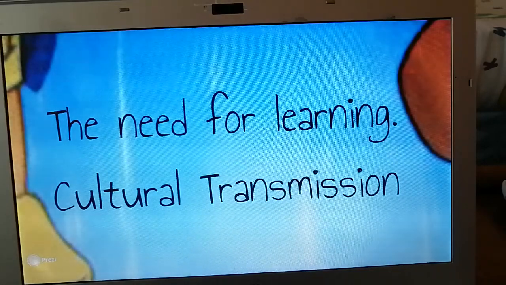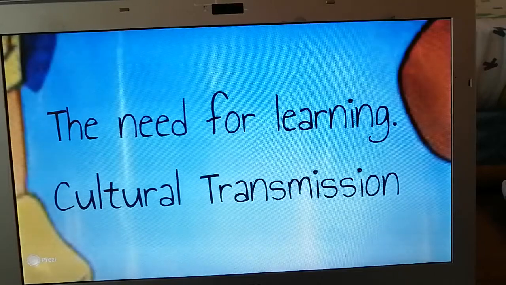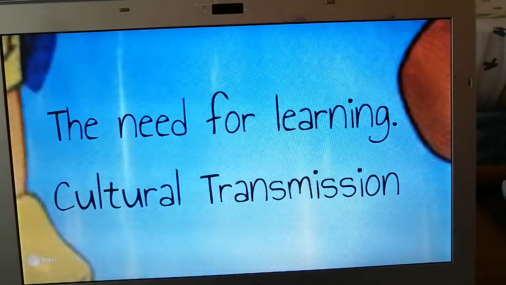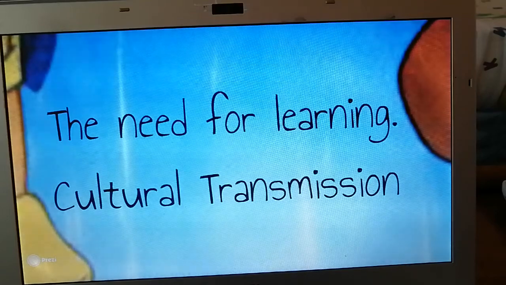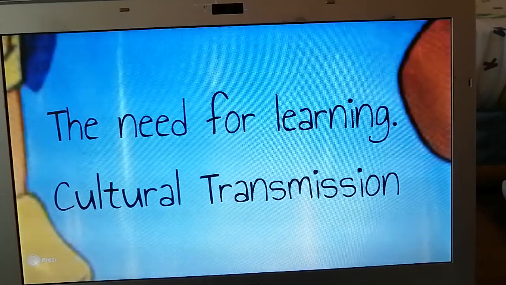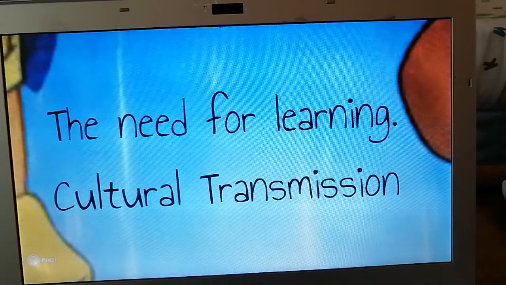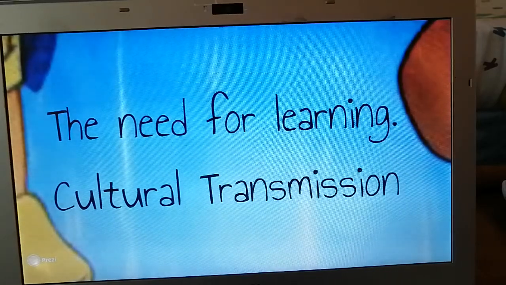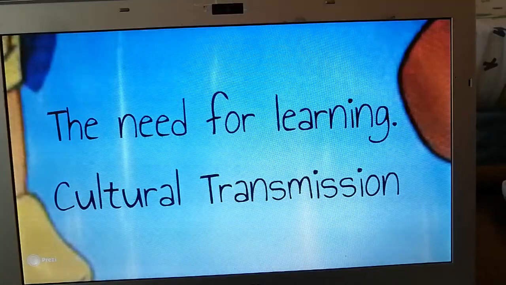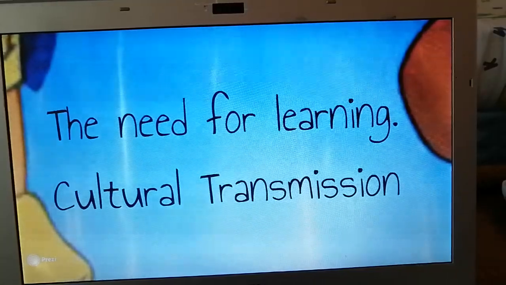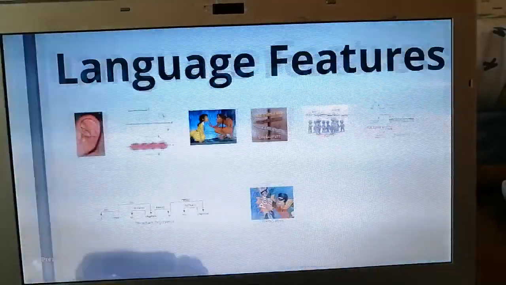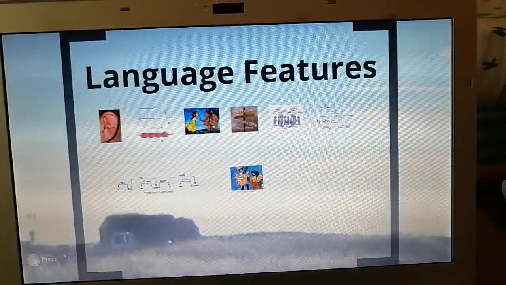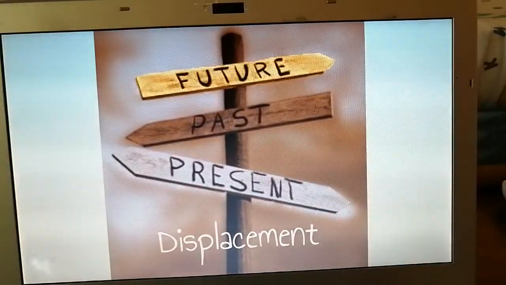Learning happens through cultural transmission. Your parents taught you to speak. Someone who raised you taught you your language. So cultural transmission goes from generation to generation, and everything that we know is through what we have learned. That's the third feature, shared by all languages. The fourth feature is called displacement.